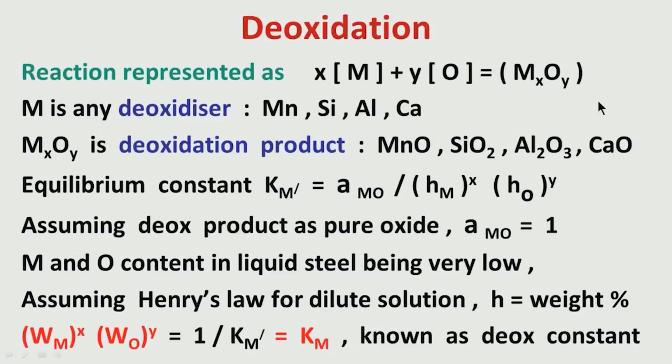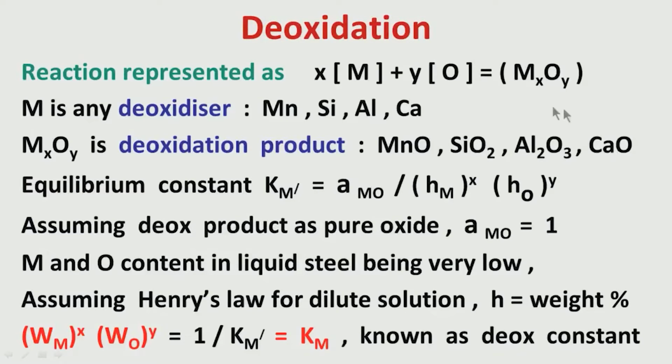Sometimes two elements also can be used, like manganese and silicon. If you do, it can be a manganese oxide and SiO2 combination. If you are using aluminum and calcium, it is a combination of alumina and CaO. So, depending upon what is M, that means which deoxidizer we are using for killing the steel, we get the product which is known as deoxidation product.